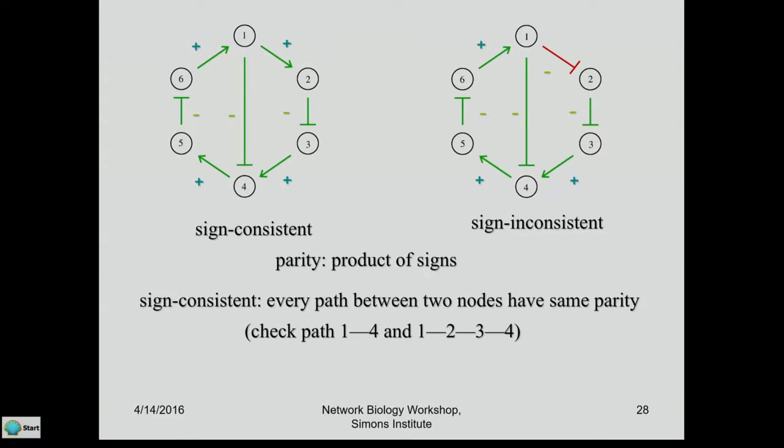So this is not sign consistent. For example, if you take the path 1 to 4, it is negative. If you take the path 1, 2, 3, 4, it is minus, minus, and plus. So if you multiply, you get plus. So you have two paths, one with positive and one with negative sign. So this is not a sign consistent graph, whereas on the left side, the graph is sign consistent. So that's a very easy combinatorial definition. But what has this to do with monotonicity?